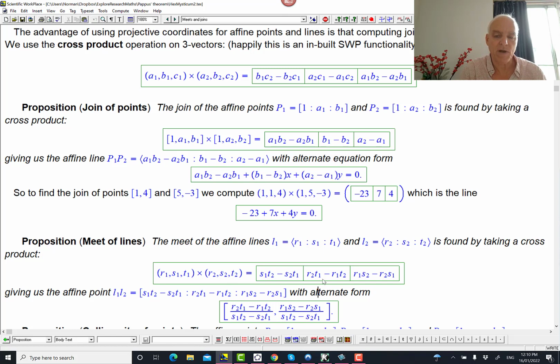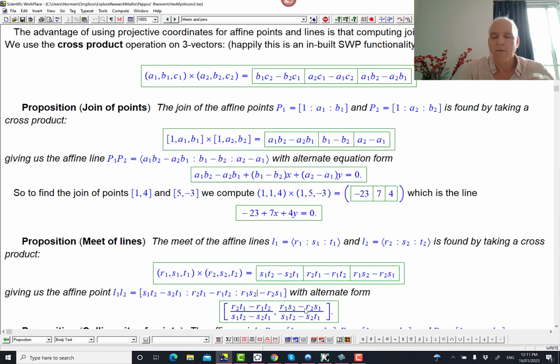Okay, we get the cross product here, and this is then the affine point here, which, remember, to get an affine point, what we really want is to renormalize so that this thing is 1. It means we need to divide by this term S1T2 minus S2T1. If we do that, then the x-coordinate here is here and the y-coordinate is here. So we get an alternate, more traditional form right here like this.